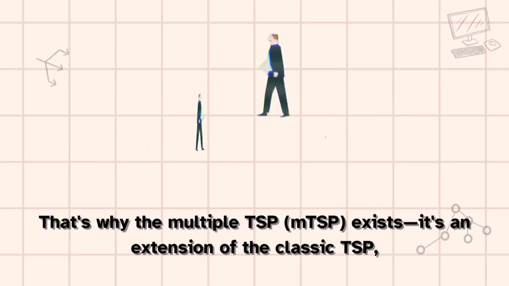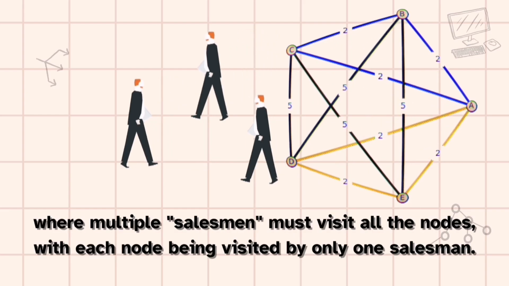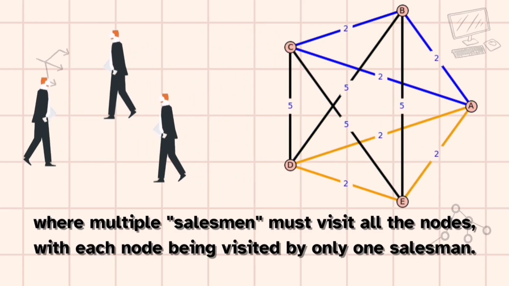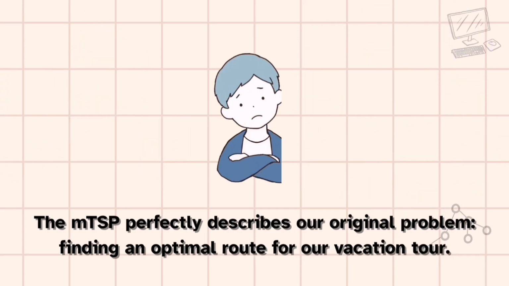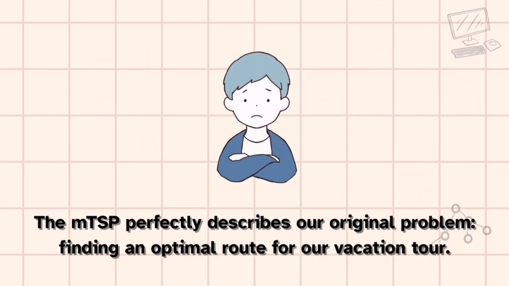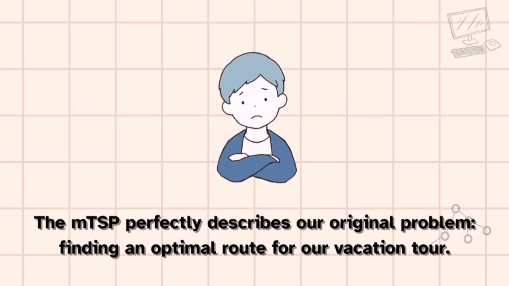That is why the multiple traveling salesman problem exists. It is an extension of the classic traveling salesman problem, where multiple salesmen must visit all the nodes, with each node being visited by only one salesman. The multiple traveling salesman problem perfectly describes our original problem, finding an optimal route for our vacation tour.